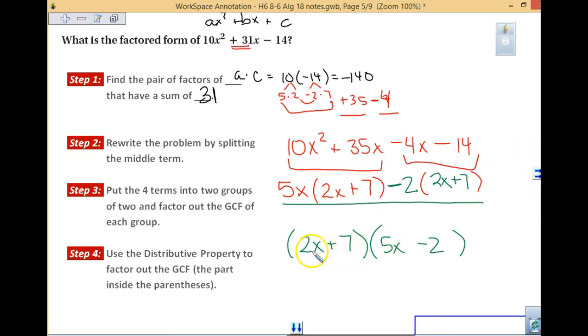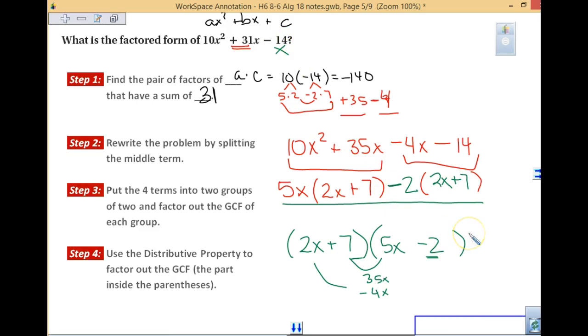I don't think I did it right. How can I check? 2x times 5x. Does that give us 10x squared? Mm-hmm. The first. Check my middle term. 35x minus 4x gives me my middle term of 31. And if I take the last one in each parenthesis, that's kind of that FOIL way of multiplying. If I take 7 times negative 2, I get negative 14.